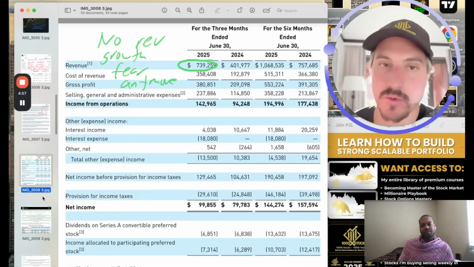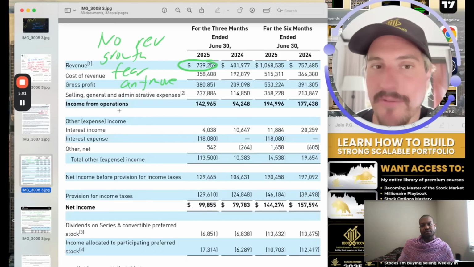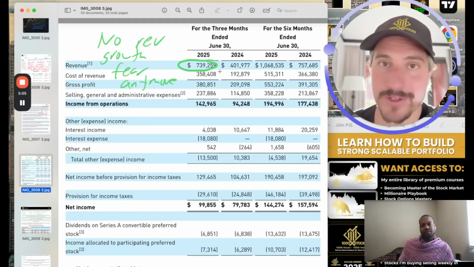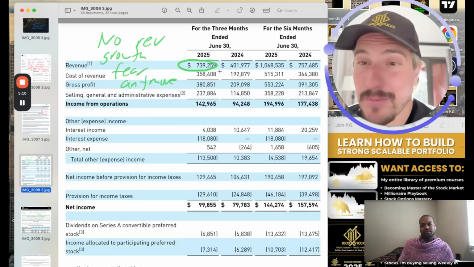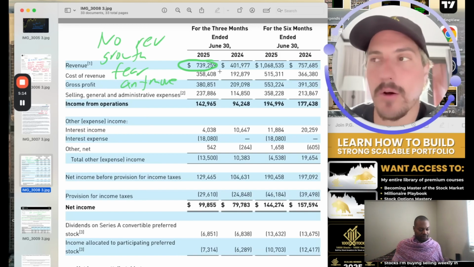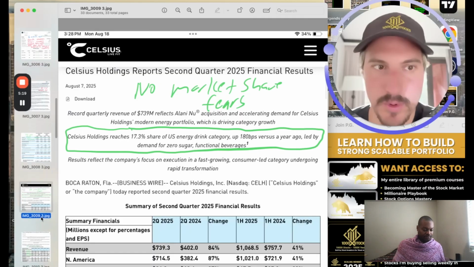Next fear was around revenue growth. There's no fear there anymore. Celsius just reported $739 million of revenue. That compares to $401 million of revenue in the same quarter last year, which, if my math serves me correctly, is like 80% plus growth for Celsius here. So there's no longer fear about can Celsius grow the top line. No. That's gone now at this point in time, okay?